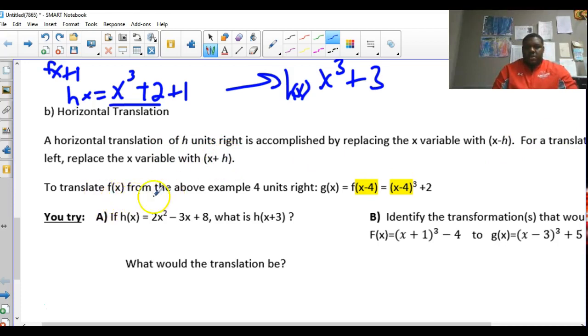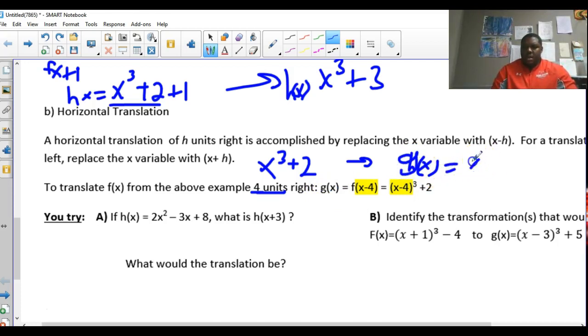All right, so in this example here, it says to translate f of x from the above example 4 units to the right. Well, again, remember you have x cubed plus 2, right? And we're going to go to the right 4 units. So to the right 4 units will be minus 4. All right, so y'all see this? h is directly added or subtracted to the x. So what you get is h of x, or is it g of x? g of x, sorry.